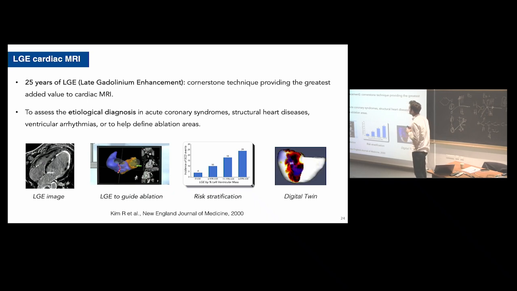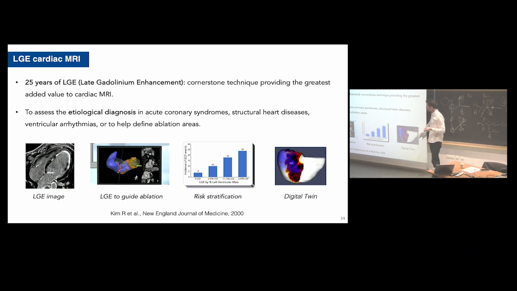So it is 25 years old, and this is used not only to diagnose; what we do today is risk stratification, but we also use it to diagnose the patients. We could use that technology to guide ablation, so that's what we mentioned yesterday. The cardiologist will ablate the area where we have the scar on the LGE images, and that's something we do every single day in Bordeaux.